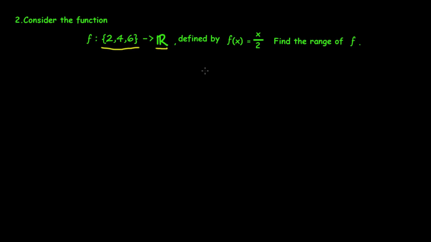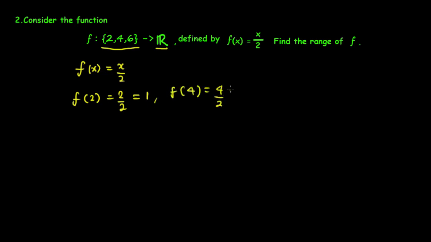Okay, so let's solve this. The first thing to do is to write down your function, which is f of x is equal to x over 2. And then we have our input values 2, 4, 6, so we're going to put each of them inside the function. So f of 2 is equal to 2 over 2, which is equal to 1. F of 4 is equal to 4 over 2, which is equal to 2. And lastly, f of 6 is equal to 6 over 2, which is equal to 3. So our respective output values are 1, 2, 3.